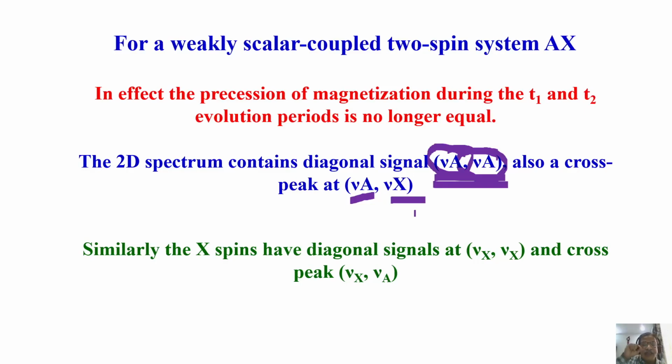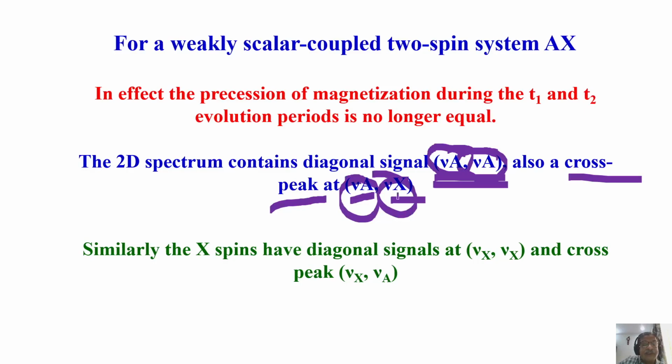In COSY, the diagonal peak comes where the precessional frequency of the spin, in both the T1 period and the T2 period, remains the same. On the other hand, the precessional frequency of nu A, which is transferred to nu X, appearing as nu A and nu X together at nu X in the T2 dimension, comes as what is called a cross peak. The cross peak comes because of polarization transfer of A spin to X spin.